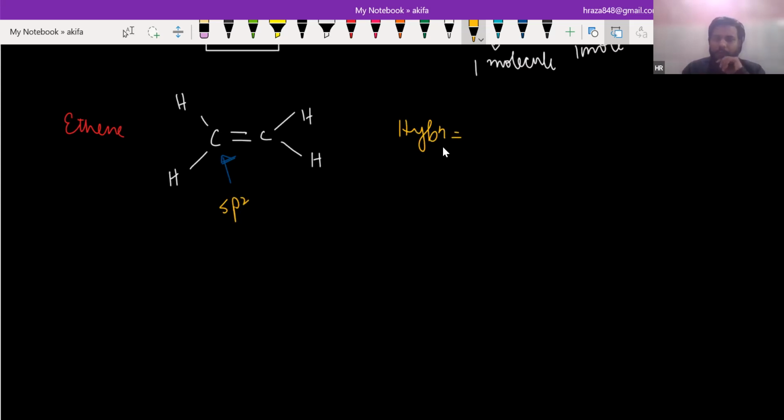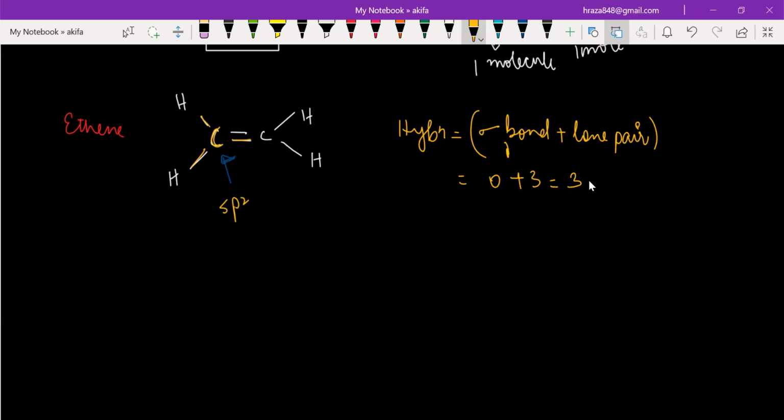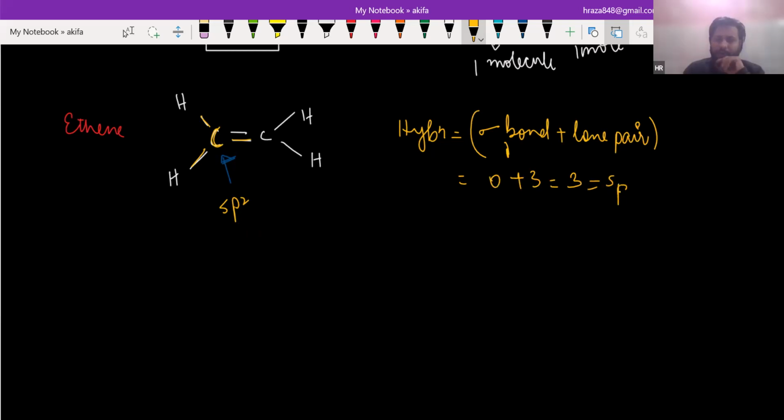To find hybridization, it equals sigma bonds plus lone pairs. So if we are going to calculate hybridization, carbon doesn't have any lone pair, so it will be 0. If you calculate sigma bonds, this is sigma, this is sigma, this is sigma, so it will be 3. 0 plus 3 will be equal to 3, and whenever it is 3, it will be sp2. So if this sum equals 2, that means hybridization is sp.